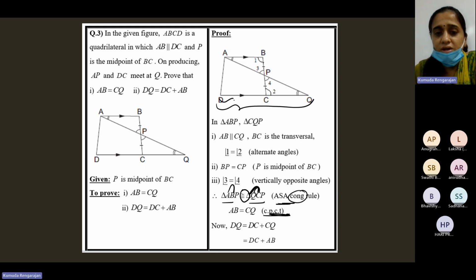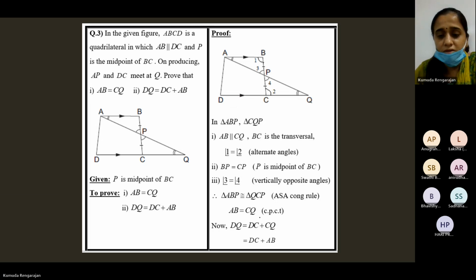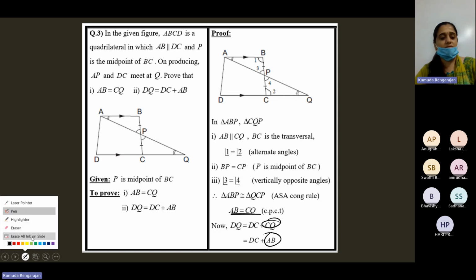DQ is equal to DC plus CQ. Then in the next step, instead of CQ, write AB because we have proved that CQ is equal to AB. Next step. So simple.